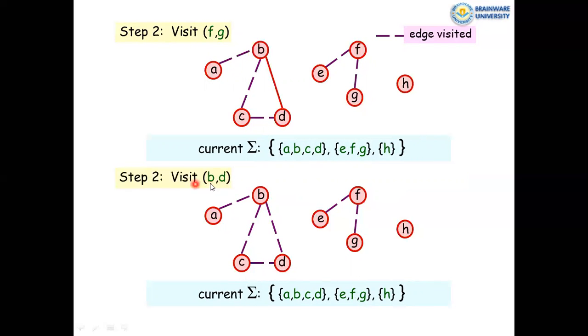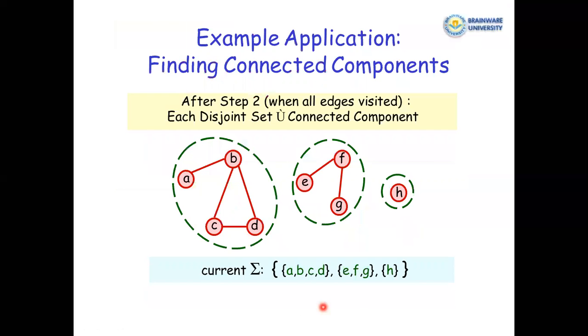The last edge is bd. We choose b and d, that is u and v, and check whether b and d belong to the same set. Yes, b and d belong to the same set. So we cannot apply the union operation in this case, because b and d already belong to the same set.